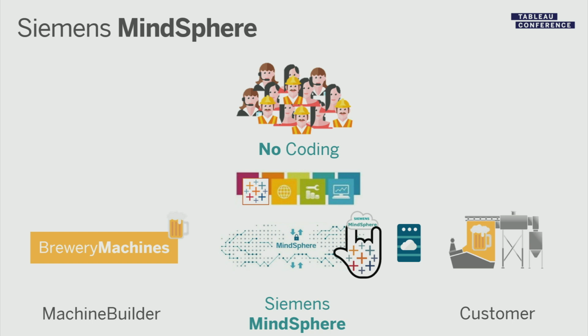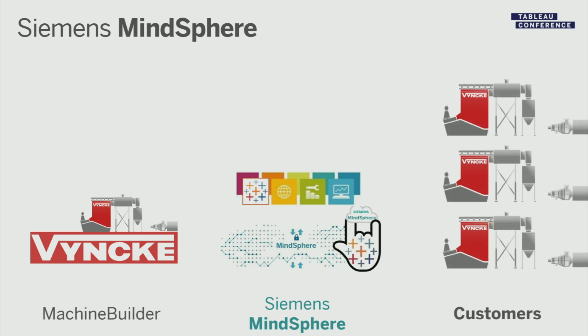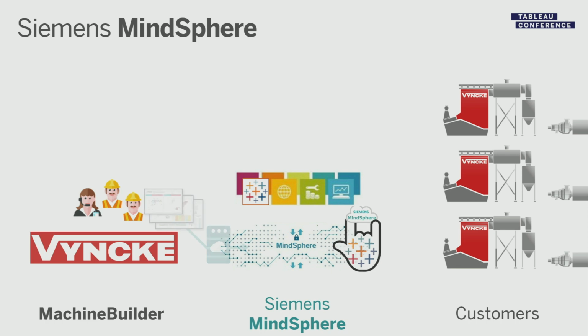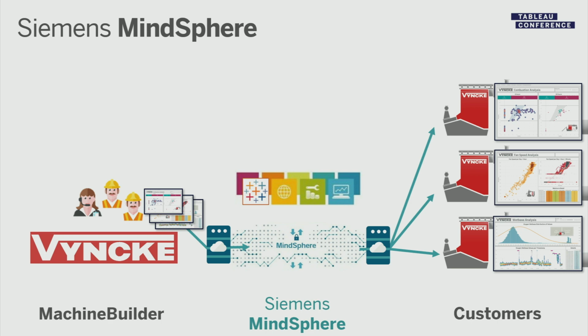Now, this is just an example, but if you replace Brewer Machines with a company called Vinke, it's another European company which creates biomass boilers, where you burn things in order to create energy. And then you also replace yourself with many customers of Vinke. And then they put their domain experts together, gave them Tableau. They created dashboards which are relevant to their clients, and then they published them to the MindSphere cloud and provided this to all of their clients, right?